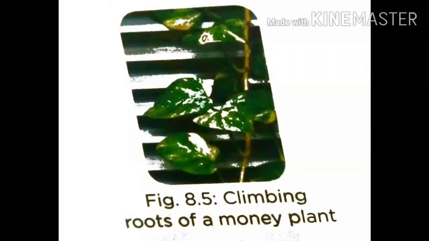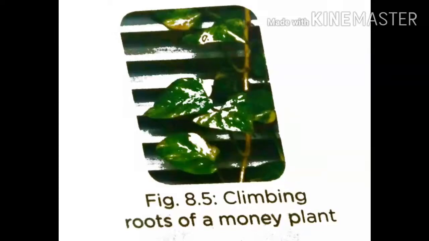Next one, climbing root. Weak stemmed plants like money plant and black pepper produce roots from their stem. These roots attach themselves to a support and help the plant to climb. How are they helping? By giving a support.